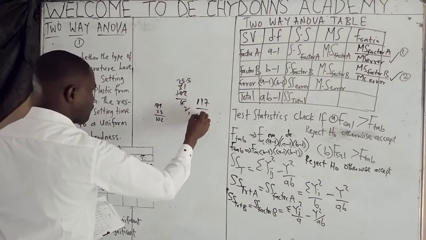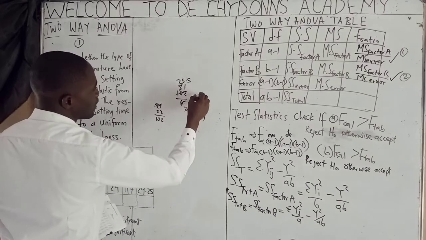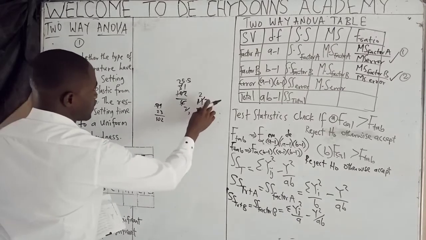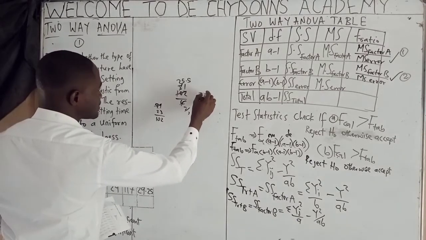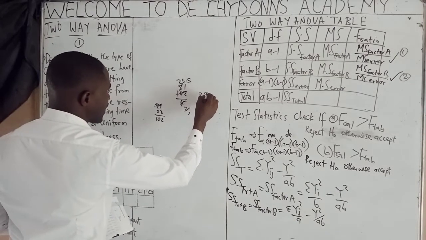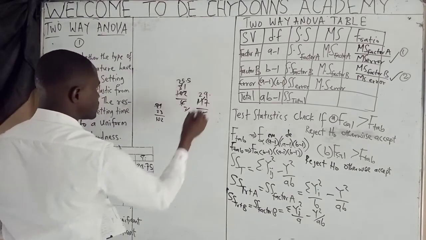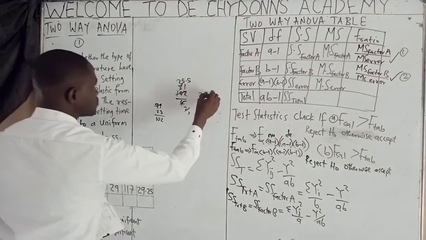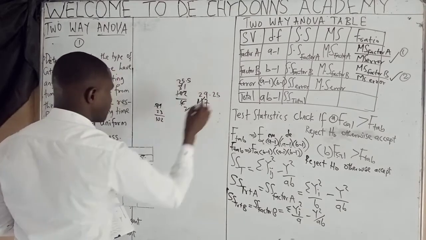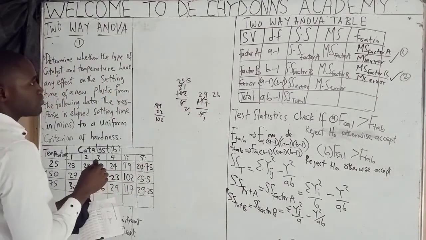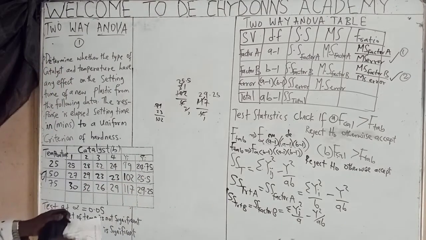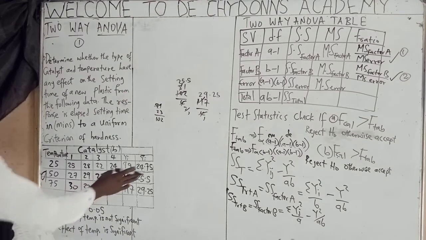117 divided by 4: 4 into 11 is 2 remainder 3, then 37, 4 into 37 is 9 remainder 1, then 10, 4 into 10 is 2 remainder 2, then 20, 4 into 20 is 5. So you'll be having 29.25. Then you are done with this.